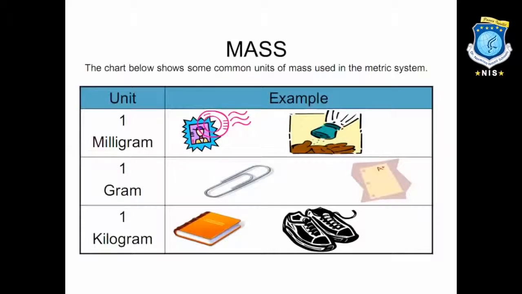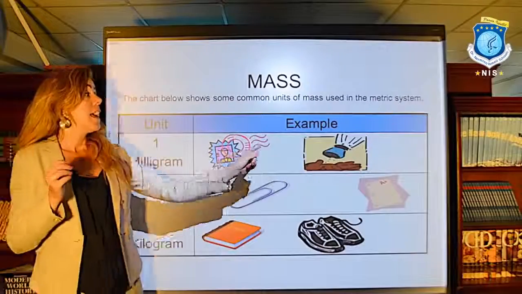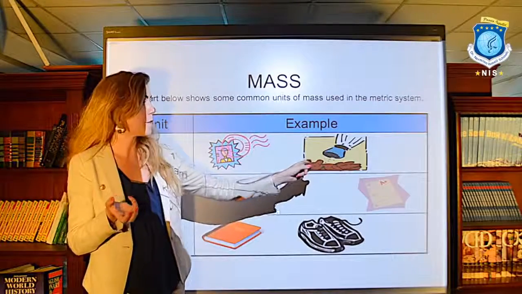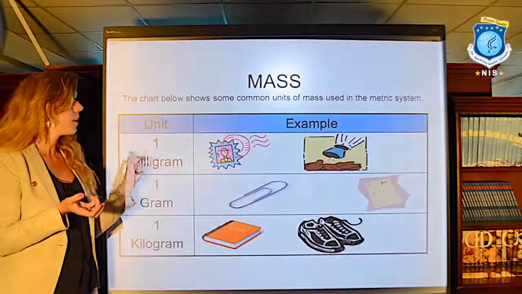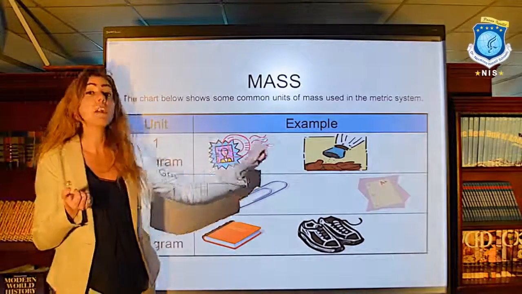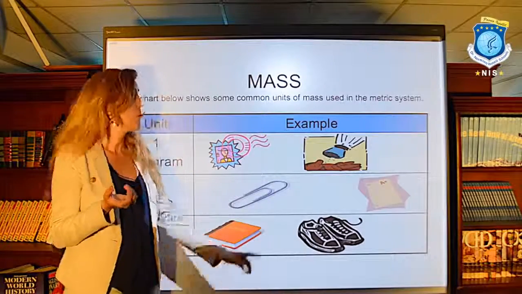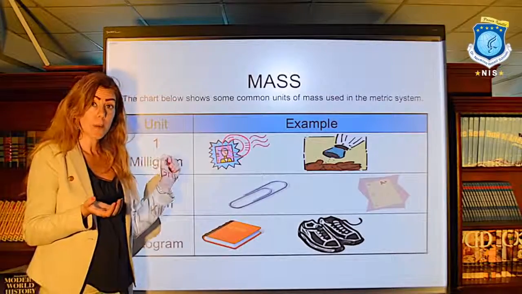So, let's take a look at the examples. This is a stamp. It's so light. It's as light as a feather. So if you want to measure the mass of a stamp, you will have to use milligrams because it's a very light object. If you want to measure the mass of salt particles, you will have to use milligrams. Or if you want to measure sugar particles or pepper, you will use milligrams, okay?